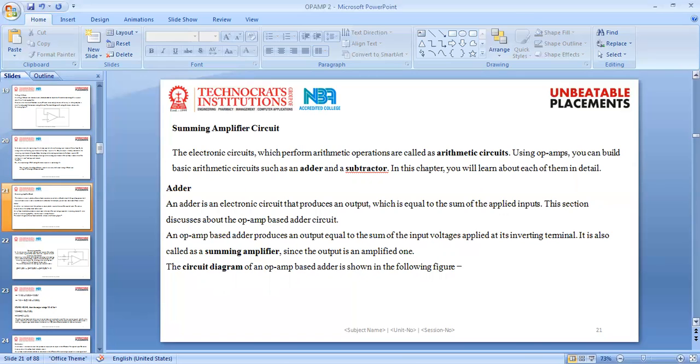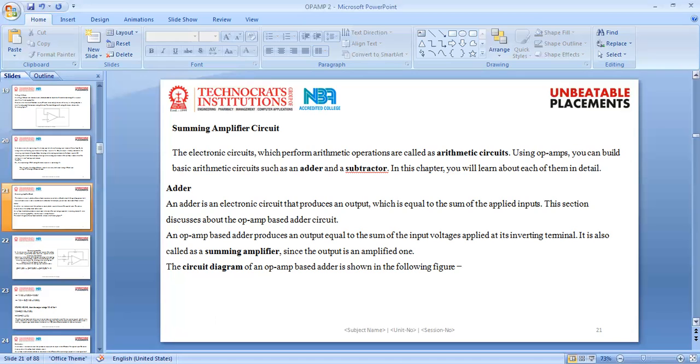Adder. An adder is an electronic circuit that produces an output which is equal to the sum of the applied inputs. An op-amp based adder produces an output equal to the sum of input voltages. Adder means it adds two or more voltages in an op-amp circuit. It is also called a summing amplifier since the output is the amplified one.